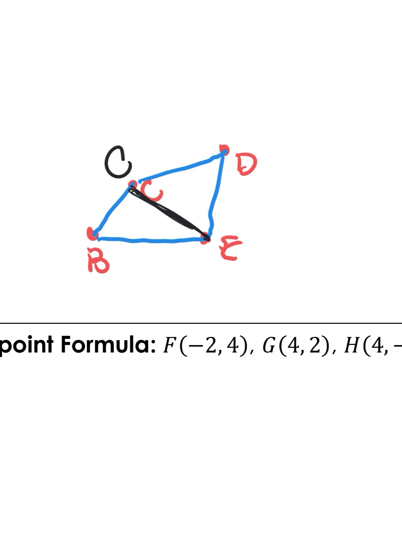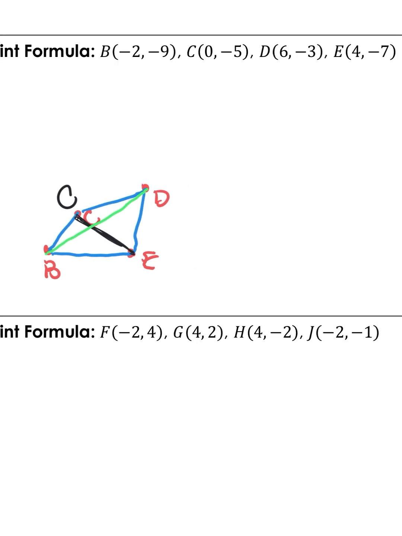So this is C. We're looking for CE, and we're looking for, let me do it in green, BD. And what we're looking for is to see if they actually bisect each other when they intersect. So that would make it so that they have the same midpoint. So then let's do the midpoint for CE.